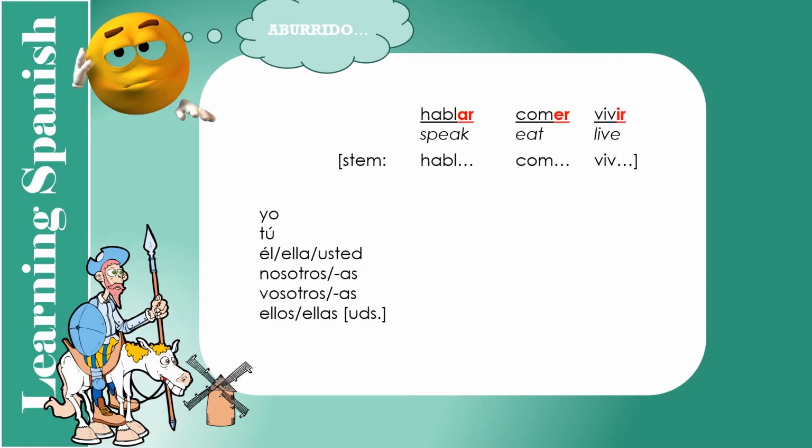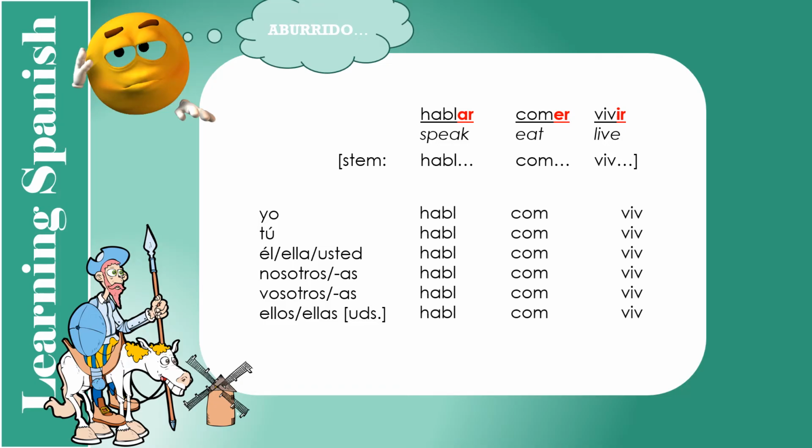In order to make the present tense in Spanish, you must use the stem of the word. That's the infinitive minus AR, ER, or IR. And then add the appropriate ending according to the subject. We start with hablar, to speak.